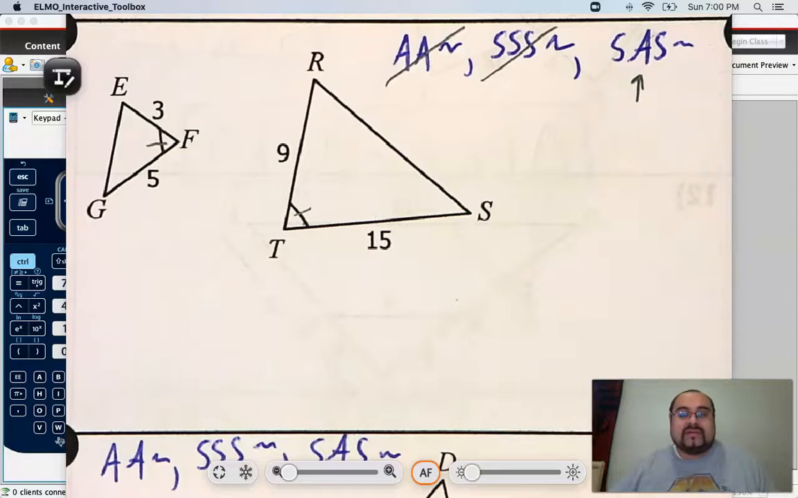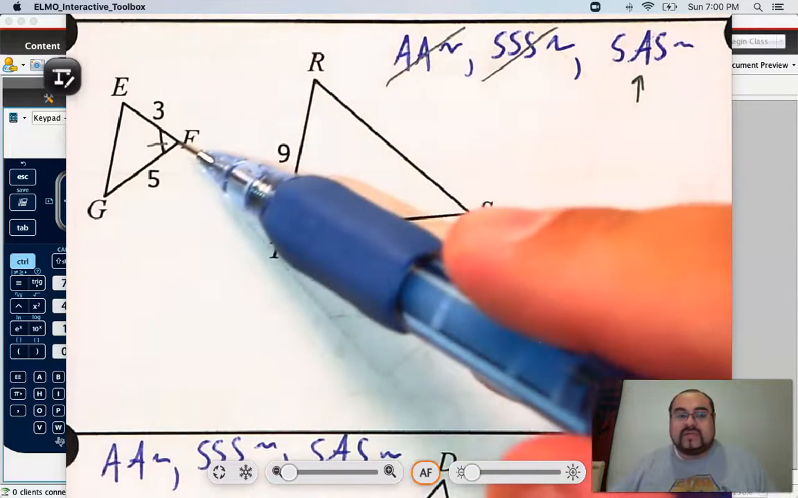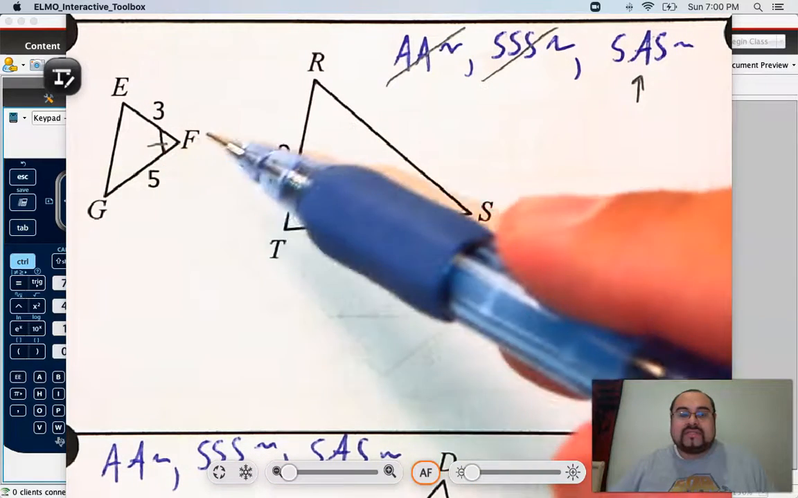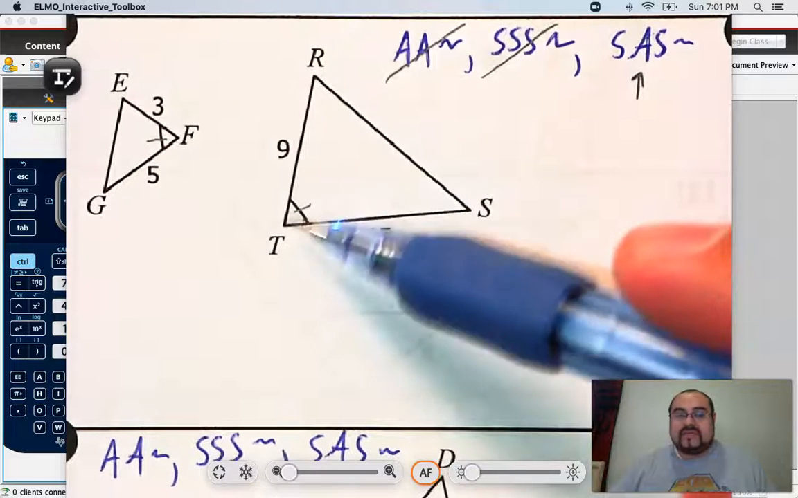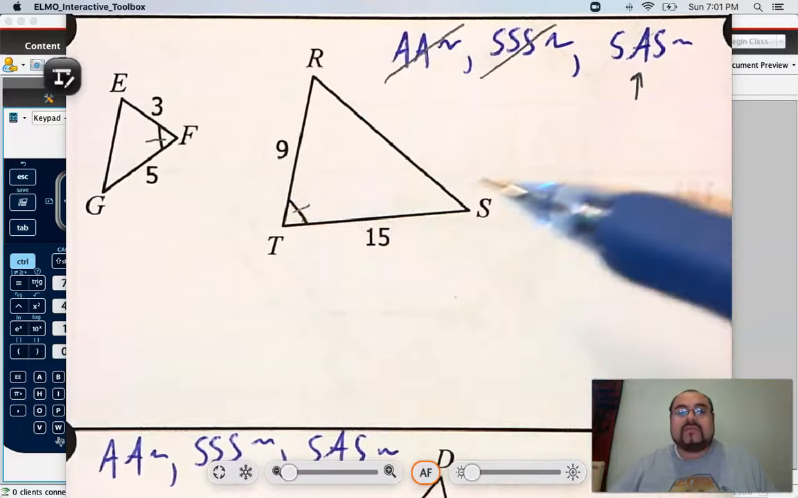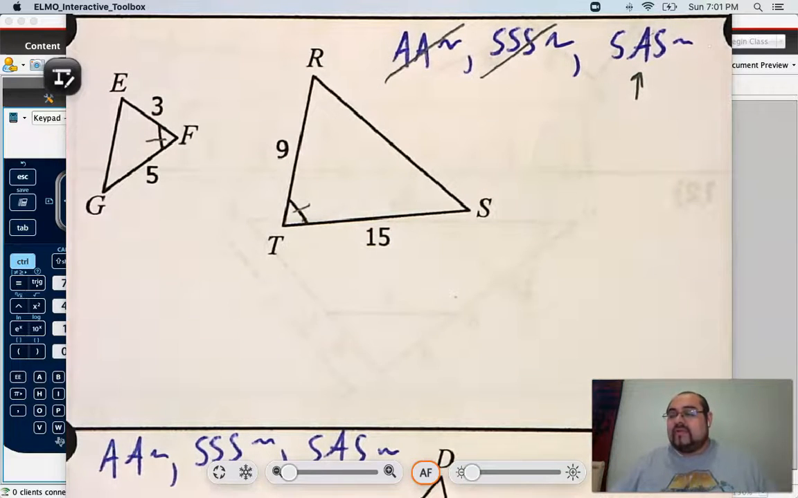It has to be in between the two sides. In this case, it is included, right? It's here in the middle. Angle F's in the middle of these two sides, and angle T is in the middle of these two sides. So we can go ahead and proceed. All right. To check if these two triangles are similar based on the sides, we're going to be using proportionality. Okay. Basically, we're going to set up two fractions, and we're going to see if they're congruent to each other, if they're equal to each other.